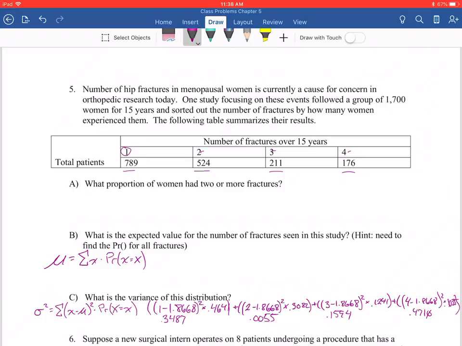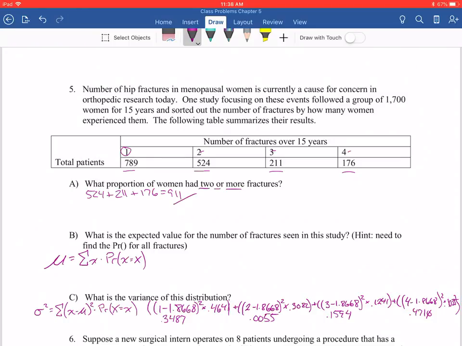So for this one, we just find how many women had 2 or more fractures. So what we're going to do is add up the number of women who had 2 or more fractures. So the number of women who had 2 fractures would be 524 plus 211 plus 176. And when you add that up, you should get 911. Okay, because we're trying to find women who had 2 or more fractures. So be very careful with the wording on the problems. Make sure you understand what we're actually doing here. So women who had 2 or more fractures would be 911.